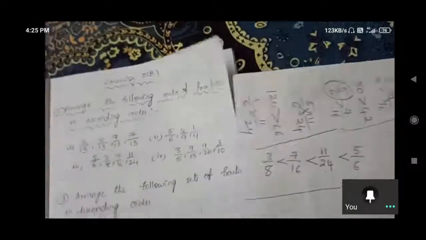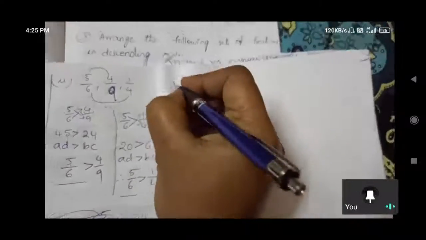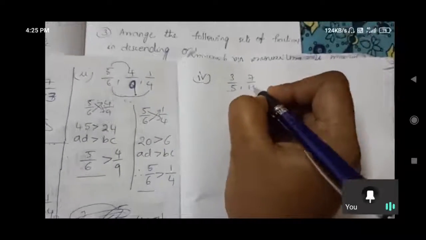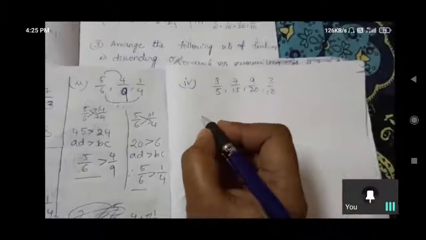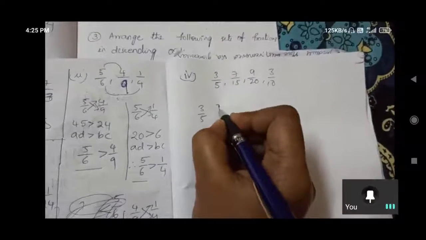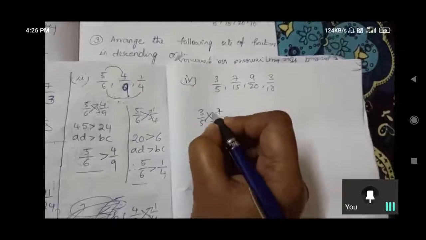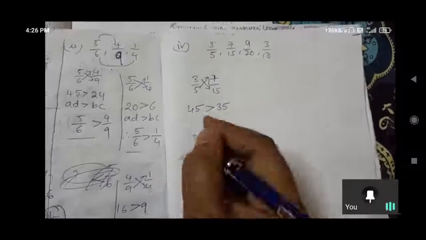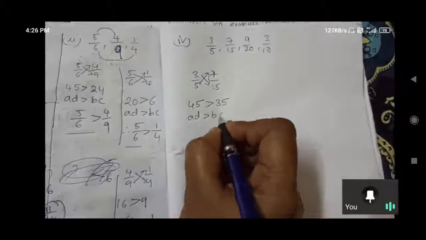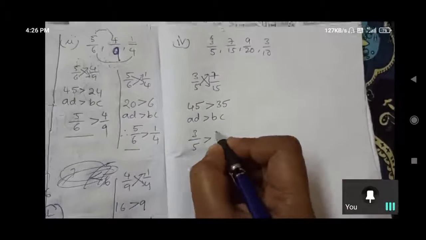Yes. So like this we can do comparison. In different steps we can do. And this one: 3 by 5, 7 by 15, 9 by 20, 3 by 10. So among these two we can compare first. 7 by 15. So just to do the cross multiplication, 15 3s are 45, 7 5s are 35. Which one is bigger? 45 is bigger. So AD is bigger than BC. So 3 by 5 is greater than 7 by 15.